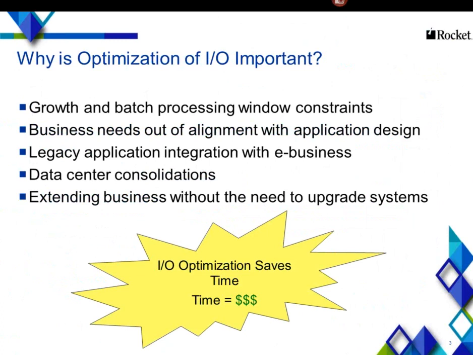There are a number of reasons why optimization of I/O is important, and we have listed some of the top reasons here. Application growth must continue to process within the window constraints we have today. Business needs can be out of alignment with the application design. In addition, legacy applications are becoming more integrated with e-business, and more data centers are being consolidated or acquired. Businesses are extending without upgrading their systems. I/O optimization saves time, and time is money.